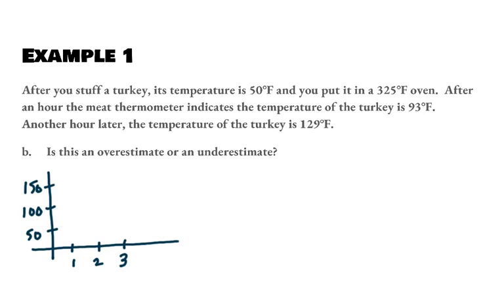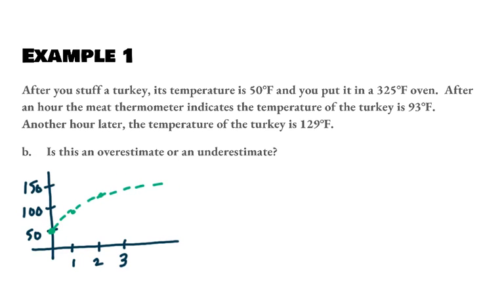So we know initially it was at 50, then it went up to 93, and then it went up to 129, something in this general shape. Okay, and we know as far as temperature goes, it's just going to reach whatever the oven's set to. So it's going to kind of flatten out eventually. But you can see there's a slight curve here, and this would make what we call concave down.